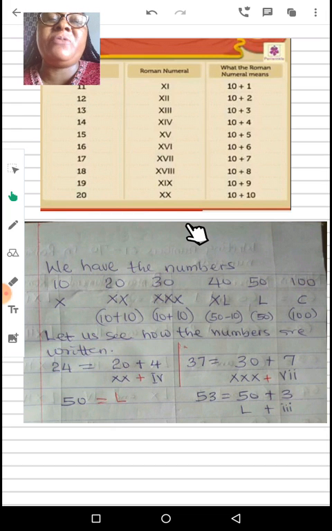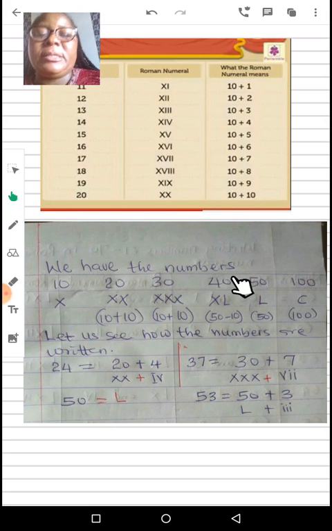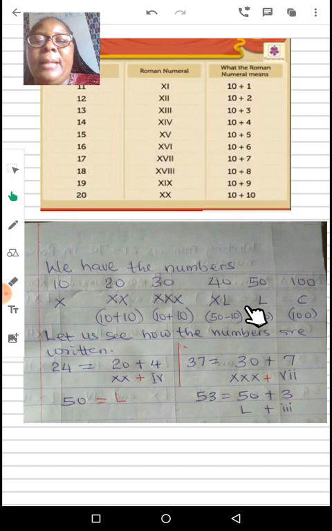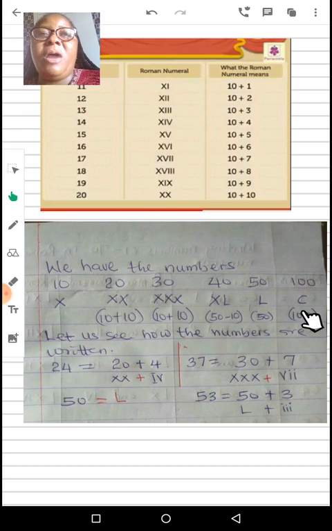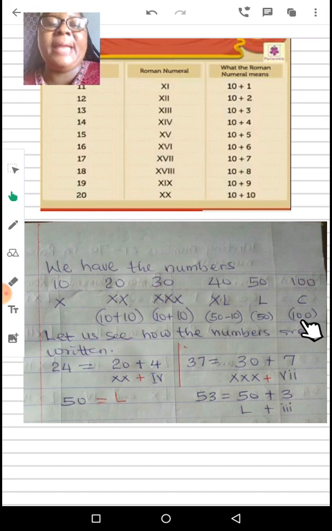But anywhere you see 4, say it is what? IV. Are you getting me now? IV. All right. But 40 is what? XL. And 100 is C. 100 is letter C. We are still coming to that. We'll be doing it slowly until we get to the highest number, 100. But I just want to tell you that 100 is letter C.